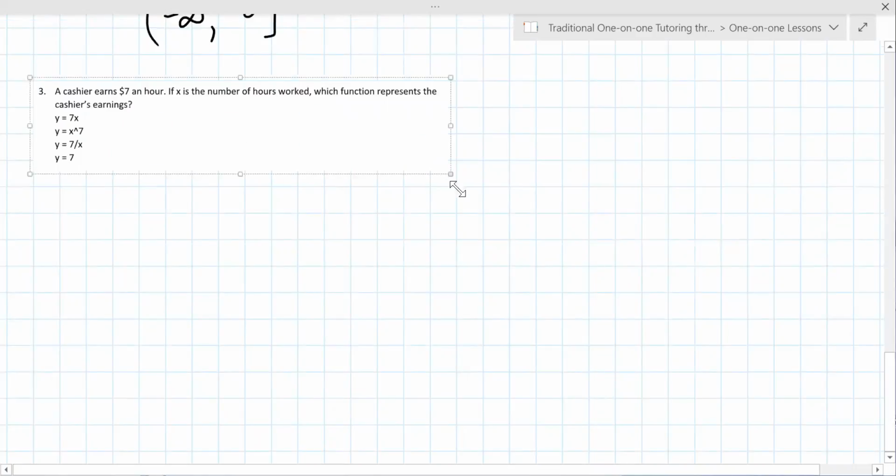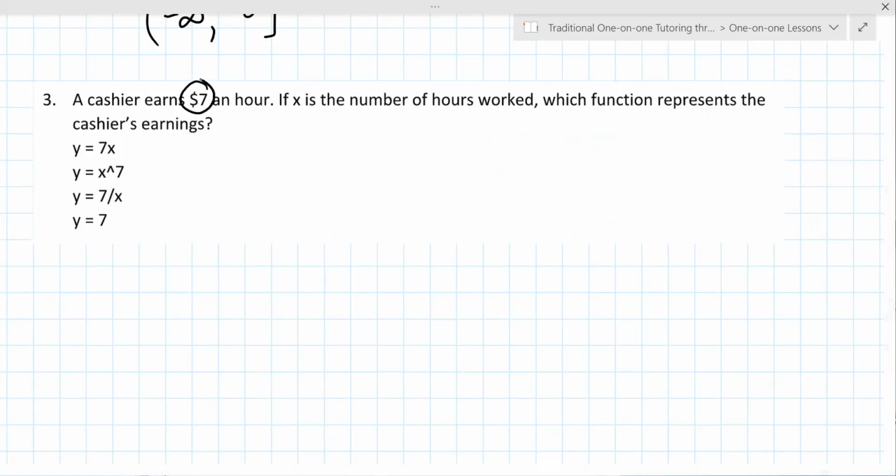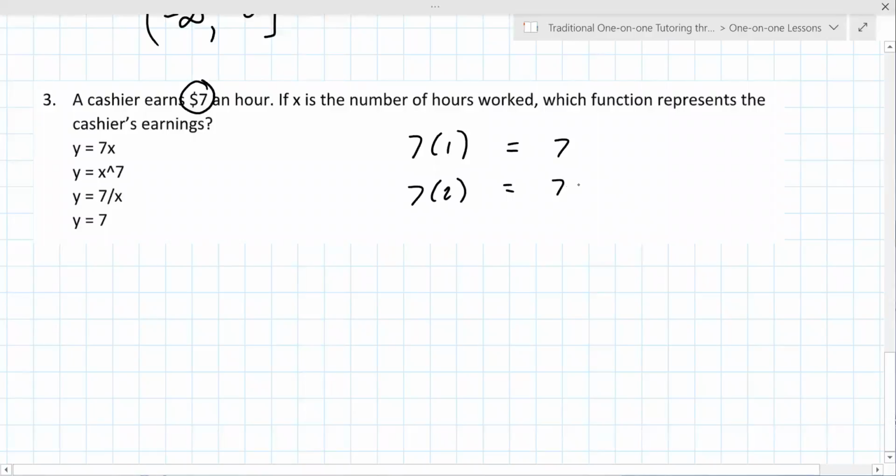All right, a cashier earns $7 an hour. Okay, this must have been written a long time ago. I mean, even minimum wage is double that now. If x is the number of hours worked, if you work 1 hour, you get 7 times 1. If you work 2 hours, you get 14. And if you work 3 hours, you get 21. So what is changing each time? The x value. So 7x.